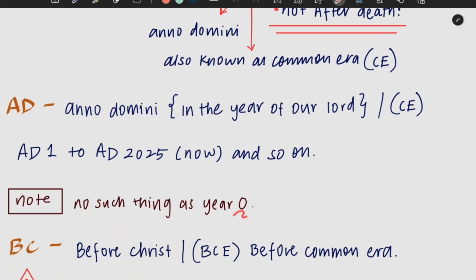It's very important to know that there is nothing known as year zero, like how the number line starts with 0 and the negative and positive numbers on either side. This actually starts with 1, that is year 1. Okay.